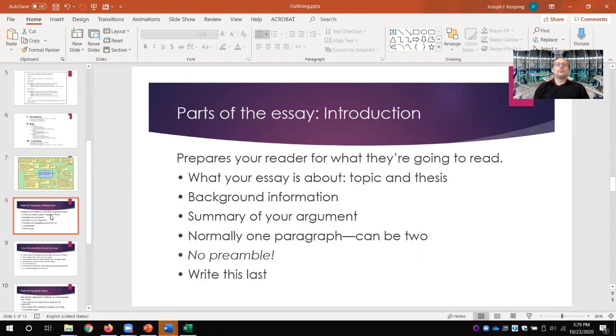Normally this will contain your essay topic and your thesis. Your topic will probably consist of about one sentence. Your thesis or thesis statement should consist of only one sentence. It can also contain background information. It should also contain a summary of your argument. And it's normally one paragraph in length, although for longer essays, it can be more than one.